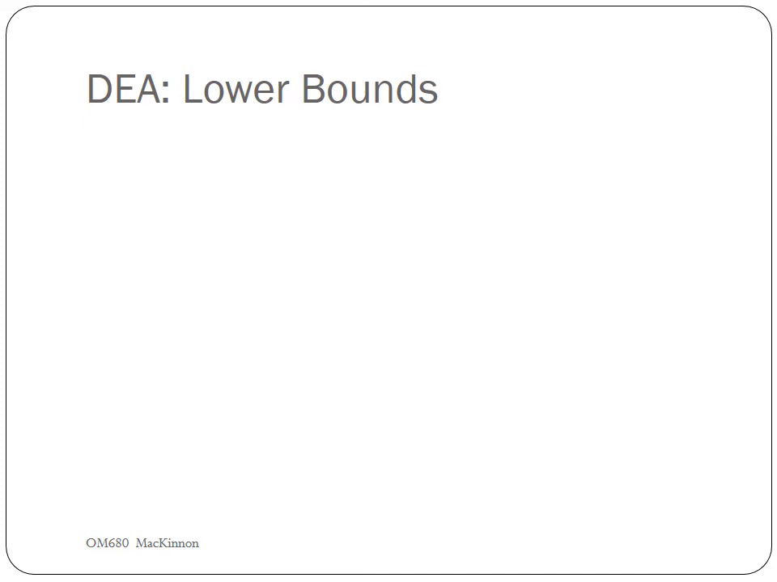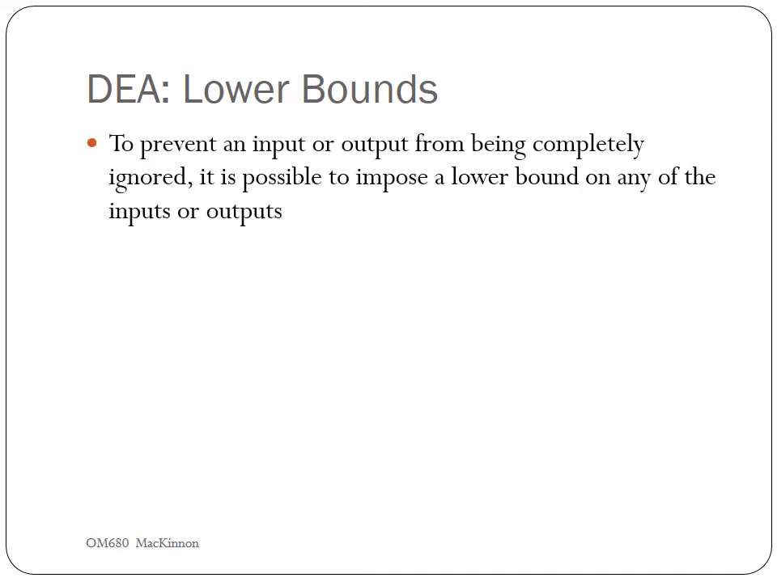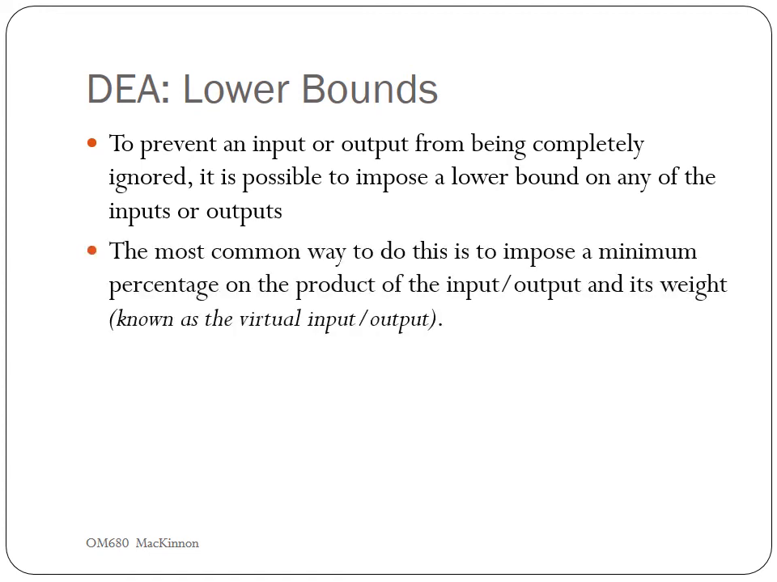So let's talk about lower bounds. To prevent an input or an output from being completely ignored, we can impose a lower bound on any of the inputs or outputs. The most common way of doing this is to put a minimum percentage on the product of the input or output and its weight. This is known as the virtual input or output. And we'll show you an example of that.